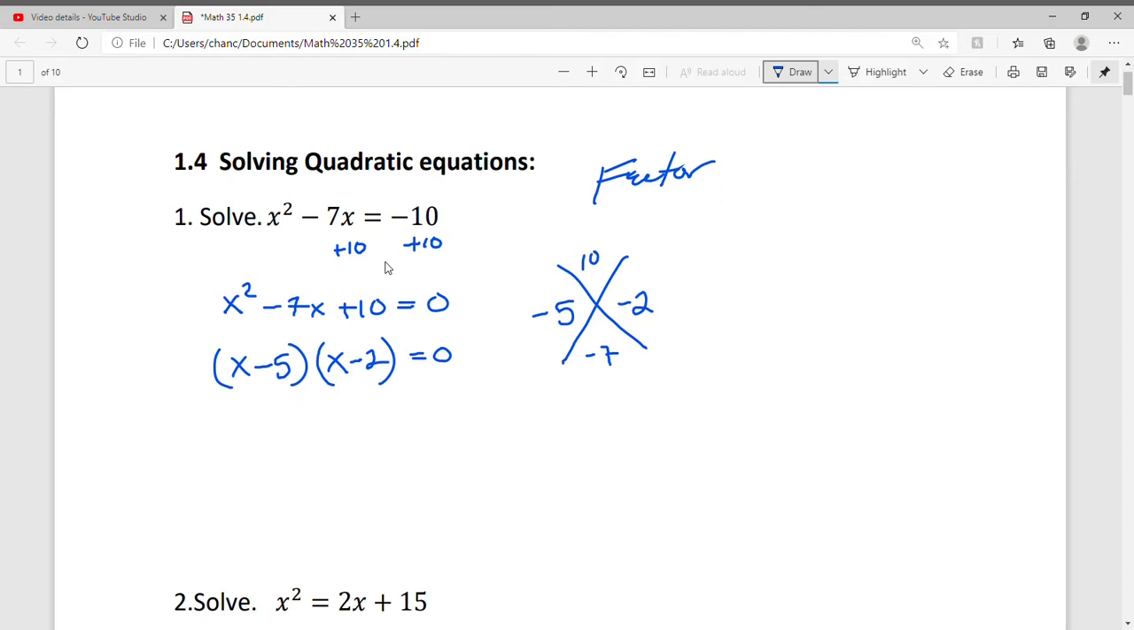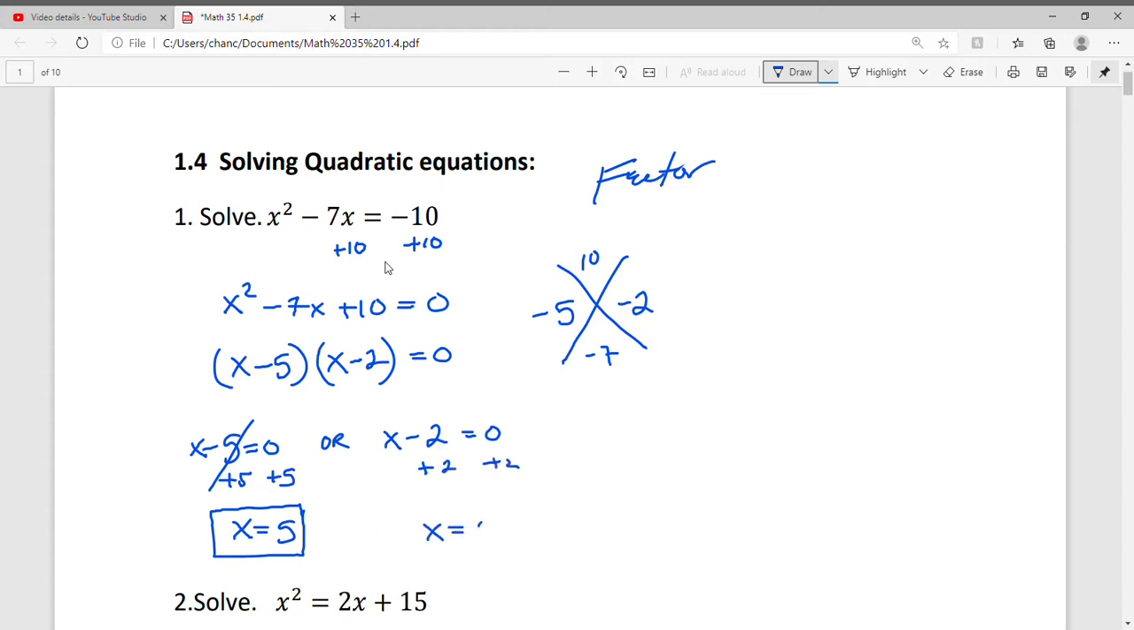Now what we're going to do is set x minus 5 equals 0 or x minus 2 equals 0. The reason is these two numbers multiply to give us a 0. So one of them has to be a 0, or it could be the other one being a 0. We'll add 5 to both sides, and x equals 5 for the first question. Now for the second part of the question, we'll add 2 to both sides, and we get x equals 2.